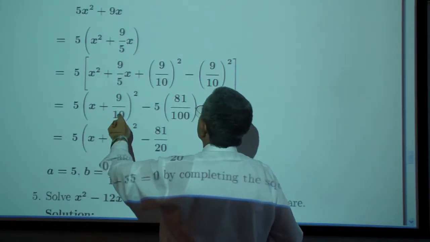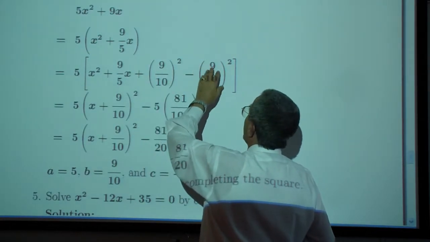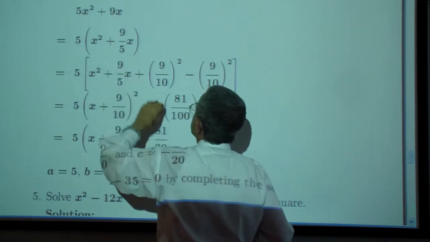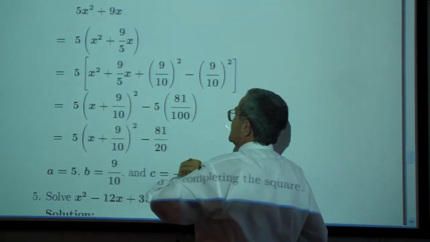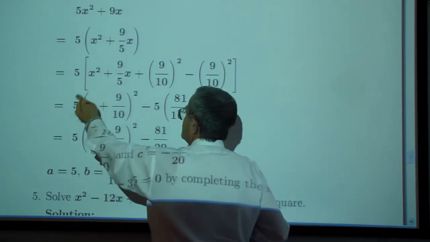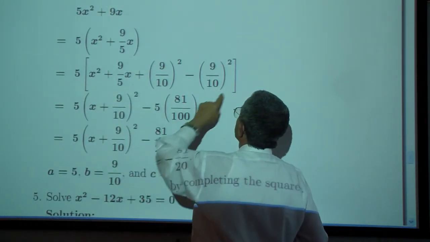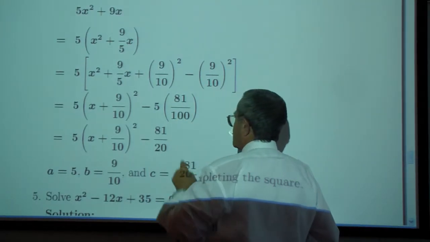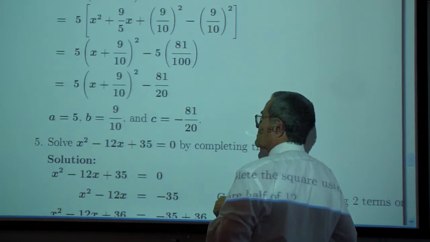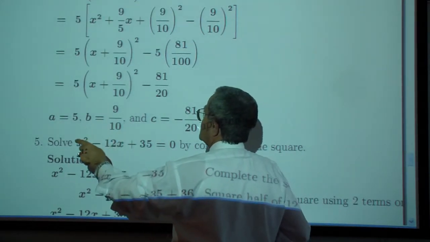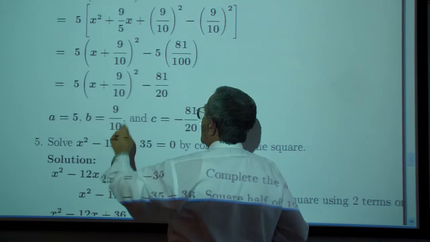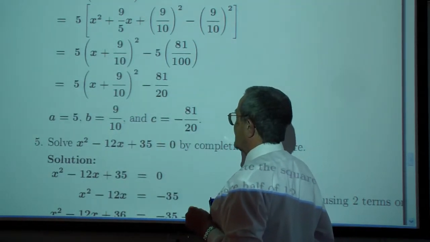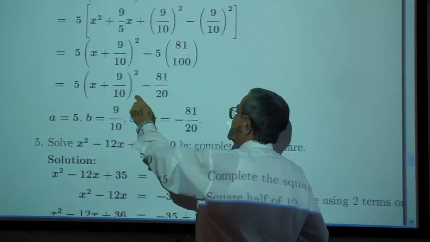And then you need 9 over 10 quantity squared inside the brackets, okay? Inside this set of parentheses, which I turned into brackets. And then you distribute the 5, so you get out of the brackets 5 times 81 over 100, which is 81 over 20. And you have your A, which is 5, your B, which is 9 over 10, and your C, which is negative 81 over 20. Why negative? Because this says plus C.